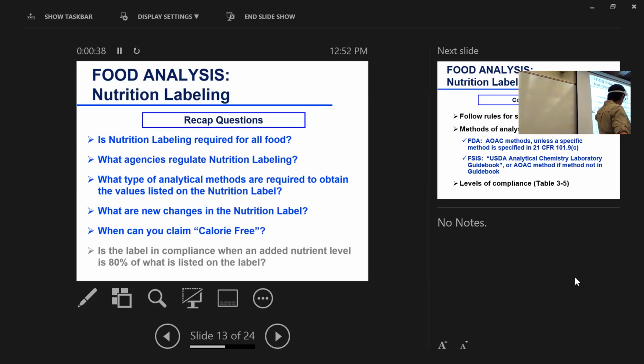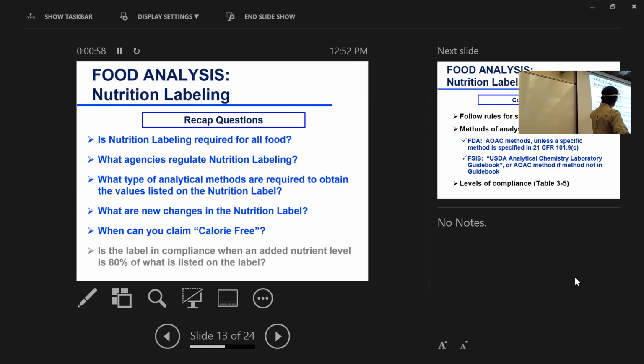What agencies regulate nutrition labeling? Yes, Sandy? The FDA, for everything except the meat, poultry, and eggs, which are regulated by the Food Safety and Inspection Services.